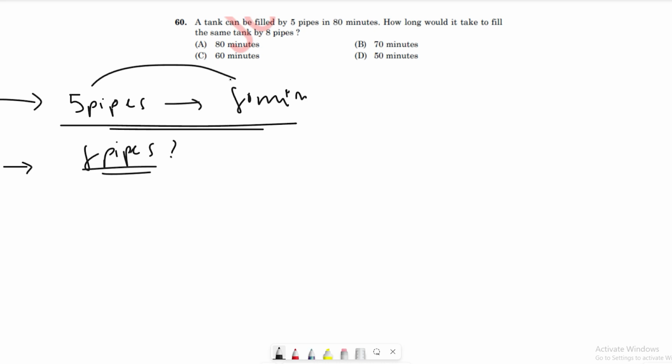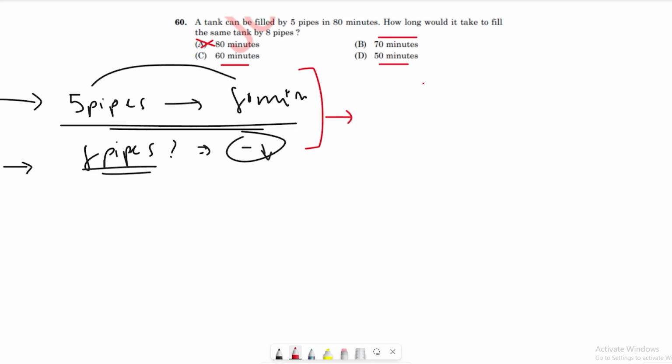Because the more the number of pipes, the more the amount of water flow, and the less time it takes. So of course the answer will be something less than 80 minutes. Do we have an option that is less than 80 minutes? We have 70, 60, 50. So 80 minutes is crossed out and it will not be the answer. Out of these three shall be the answer. We will guess no, so how do we find it out?